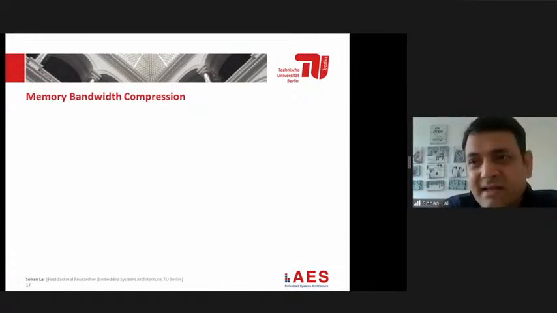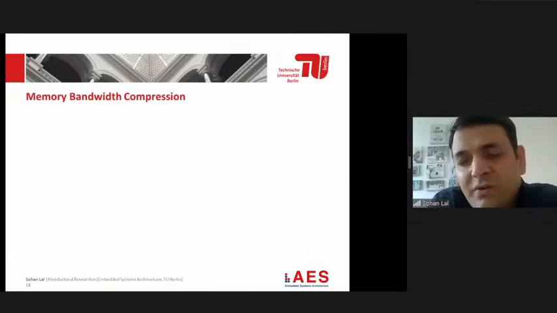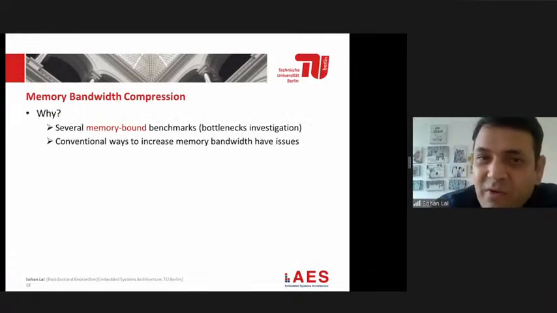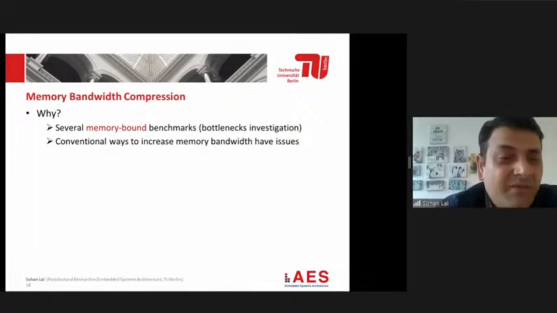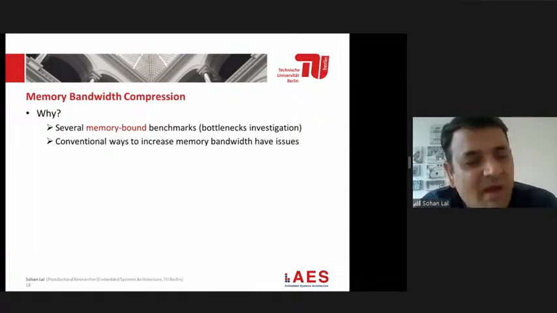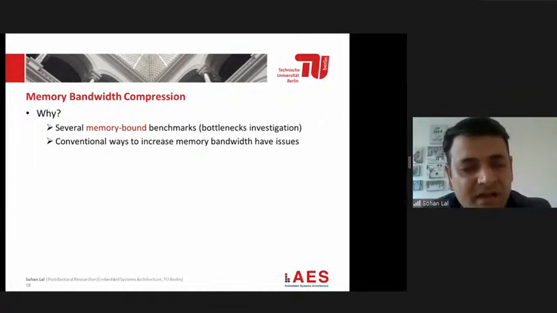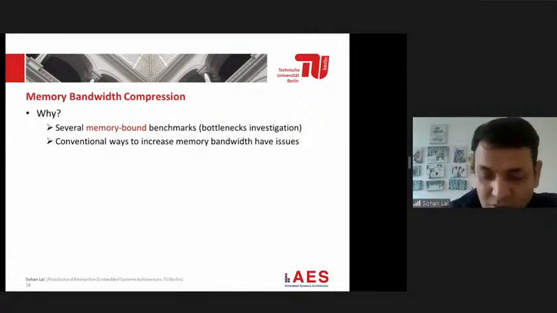Then the second technique that we came up with is memory bandwidth compression. Let's say we want to increase the effective memory bandwidth. The question is why we need this. Again, we know that several benchmarks are memory bound, and they will gain from increasing memory bandwidth. And furthermore, what are the conventional ways to increase memory bandwidth? You can have more memory channels on a GPU, but it's getting super difficult to integrate more and more memory channels on the GPU due to power consumption issues and the issue of number of pins and so on.